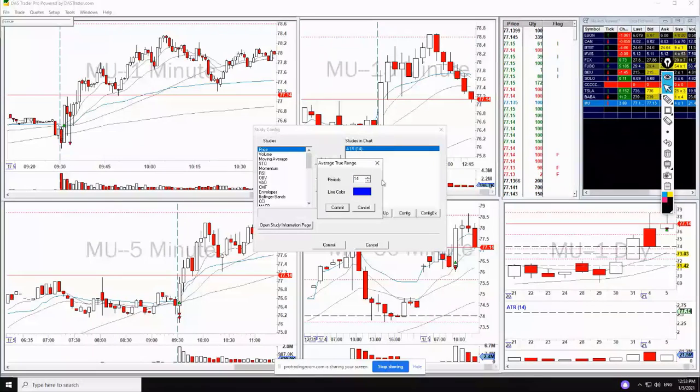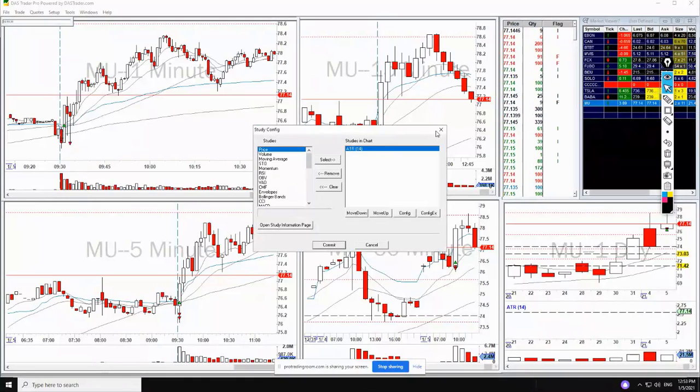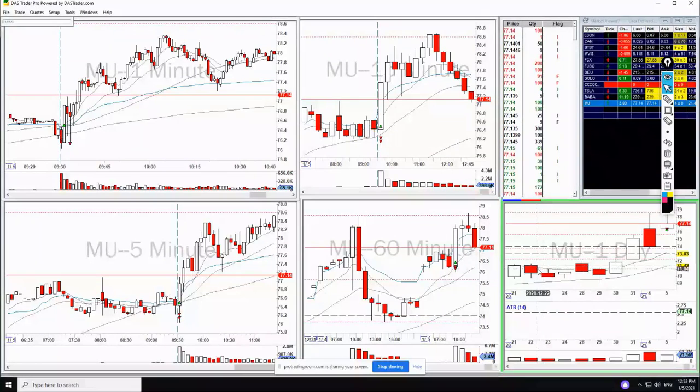Let me see. This is the settings. I don't know, it doesn't display in percent. There is no settings, right? It's 14 periods and that's it.